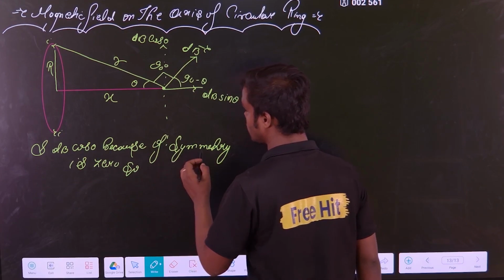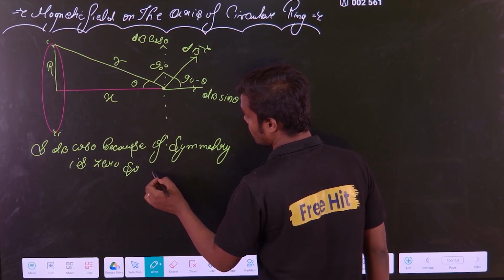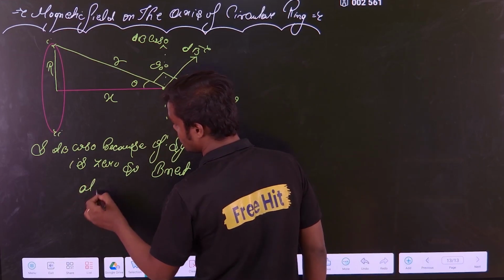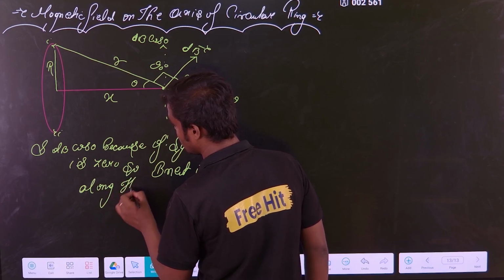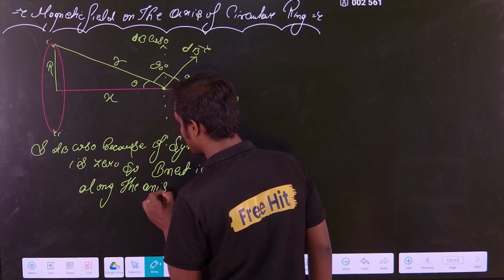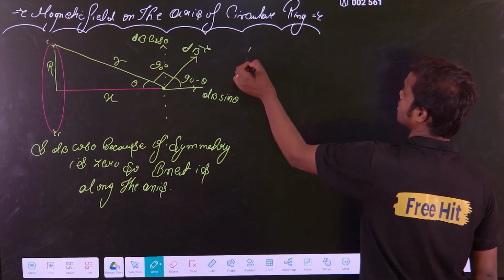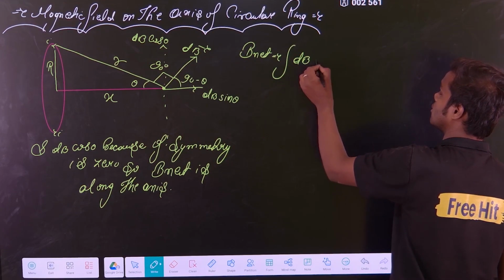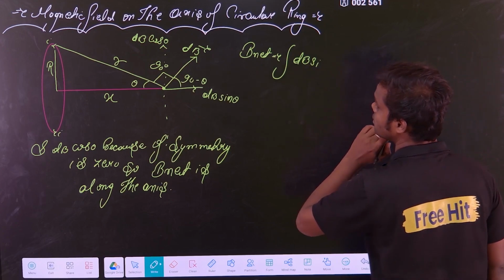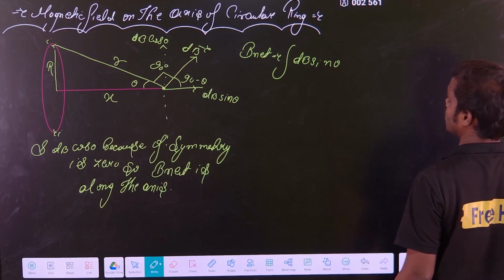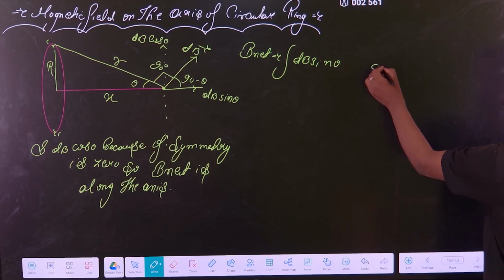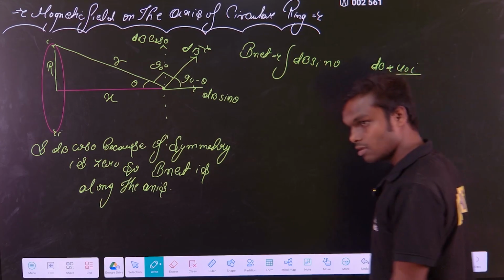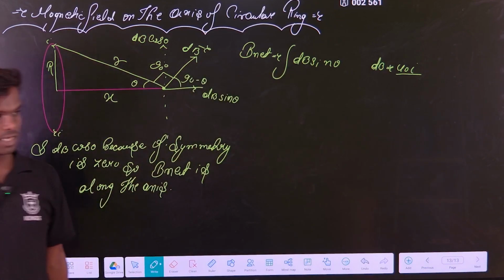So the dB cos theta, because of the symmetry, is 0. So our B net is along the axis. Clear? So if it is along the axis, B net is equal to the integration of dB sin theta. Now simply, first tell me what is dB. dB is simply defined as mu naught I by 4 pi, correct?